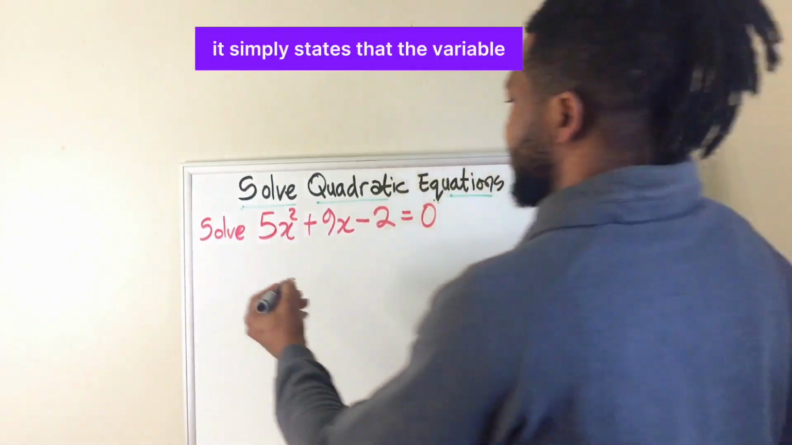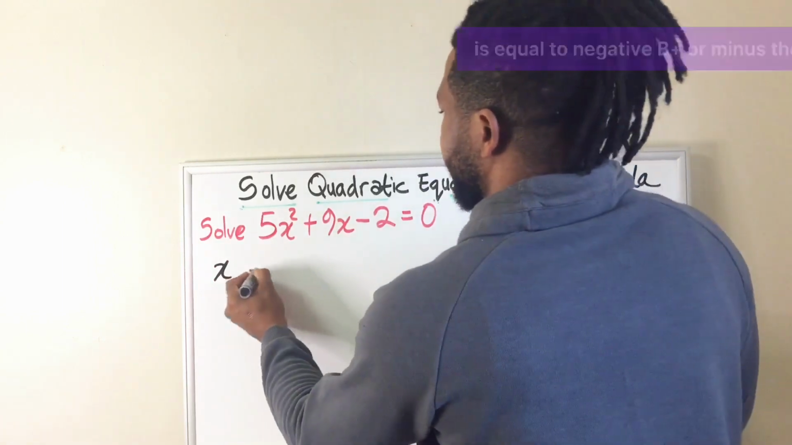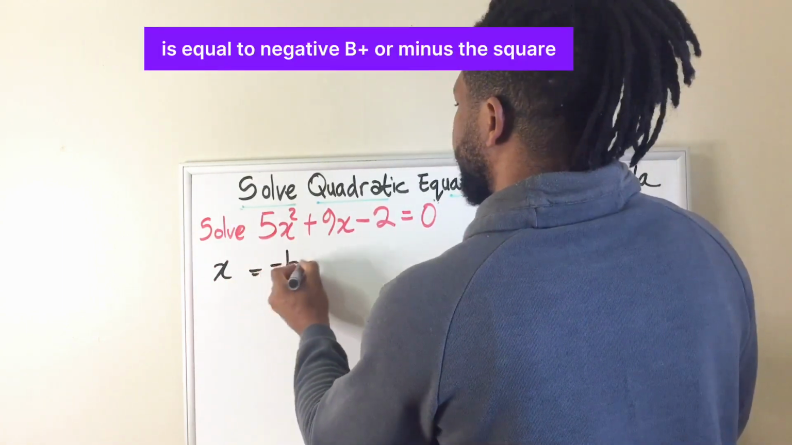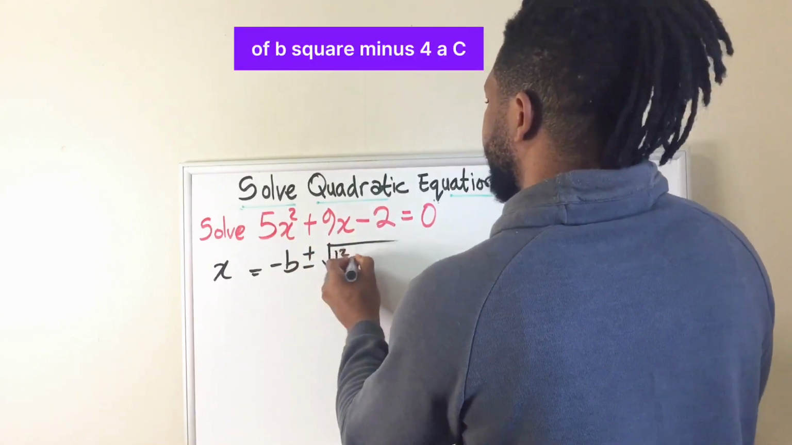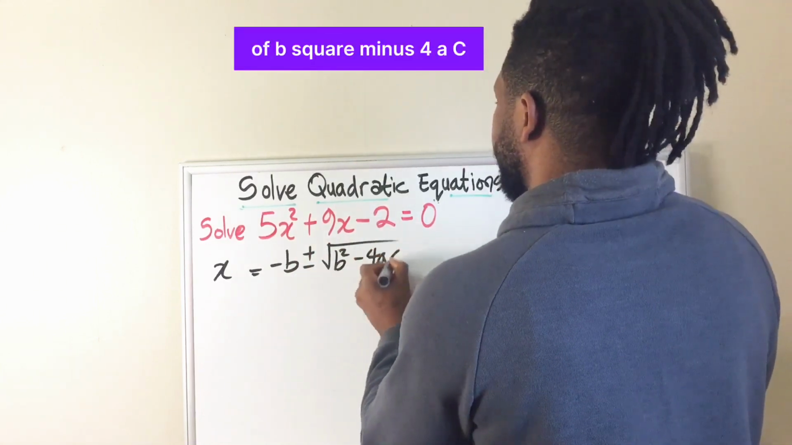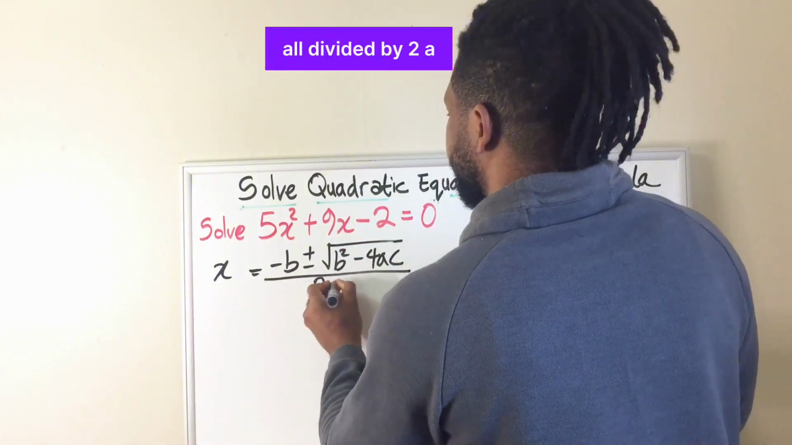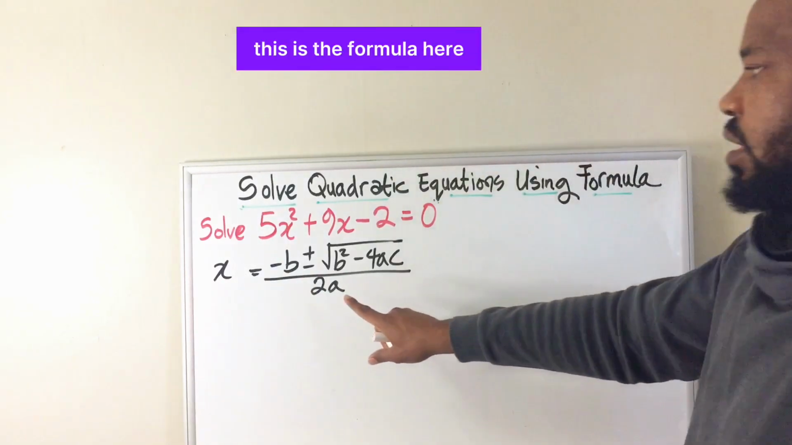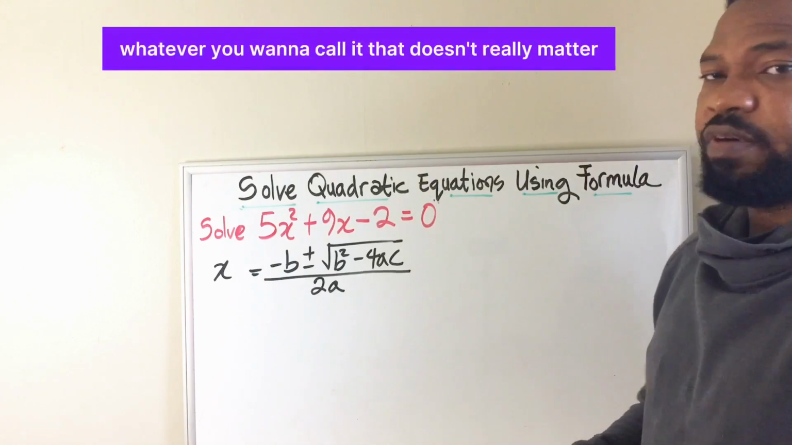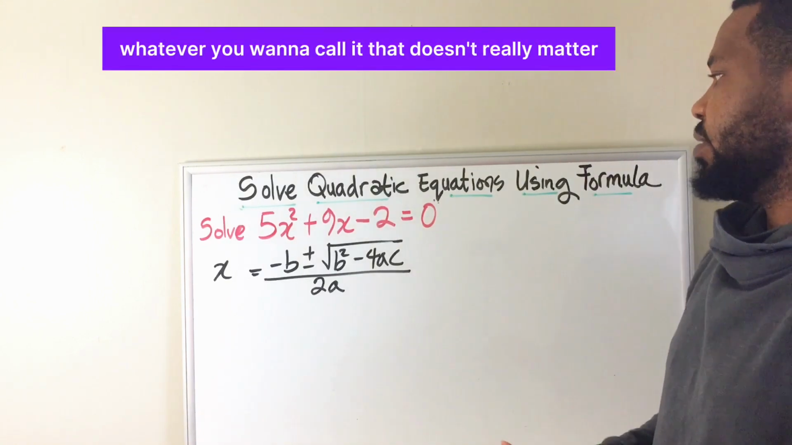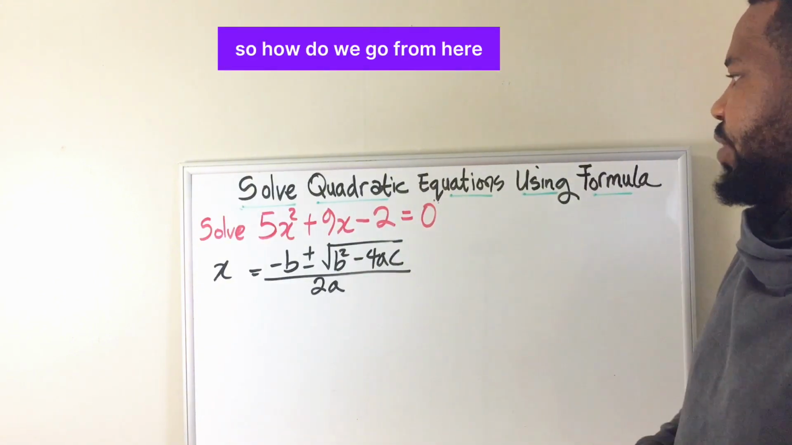It simply states that the variable x, in this case, is equal to negative b plus or minus the square root of b squared minus 4ac, all divided by 2a. This is the formula here. Some people call it the quadratic formula. Whatever you want to call it, that doesn't really matter, but how to apply it is the real thing. So how do we go from here?